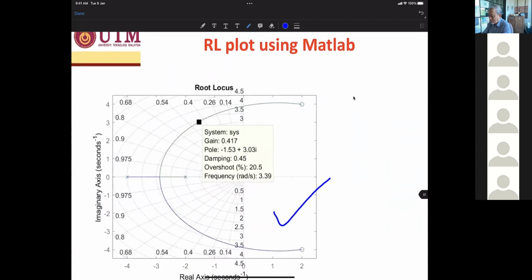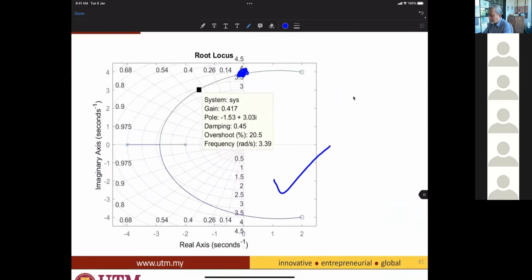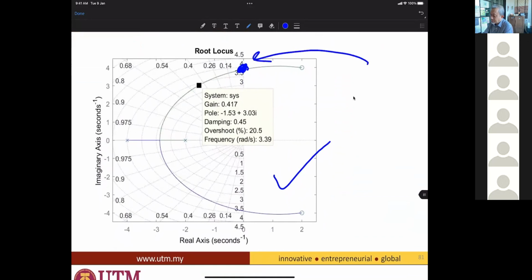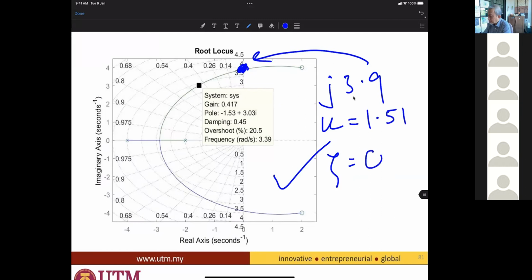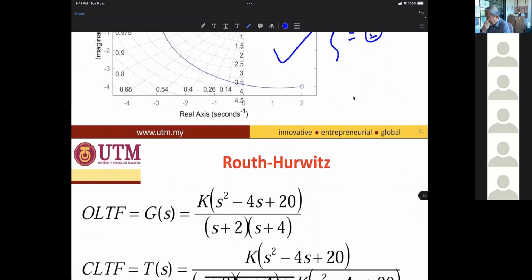Okay. So it's okay. Then the intersection point here, kita by observation tadi kita dapat berapa? Natra, the point over here, j berapa? 3.9, from the WhatsApp. Oh yeah. Okay, gain dia berapa? 1.51. Zeta dia? Minus 0.0022. 0. So precise.